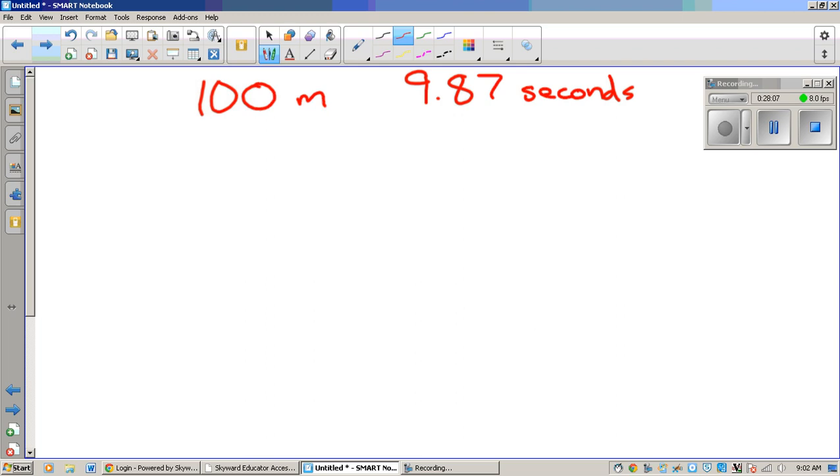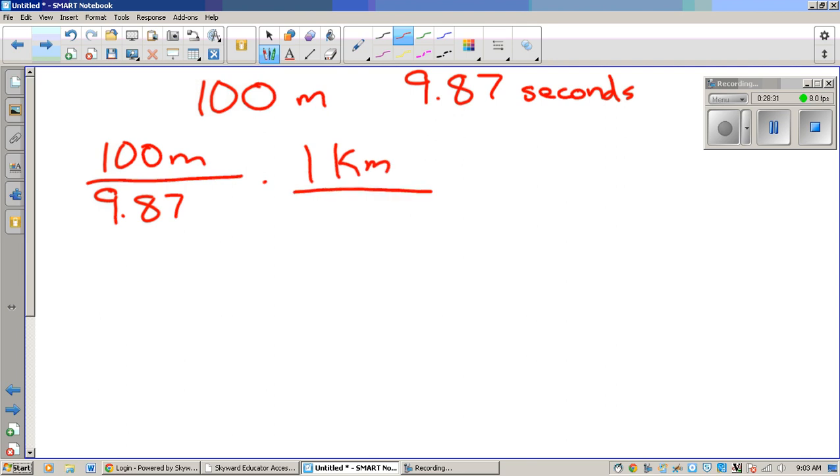We know that he ran 100 meters in 9.87 seconds. So if we want to know kilometers per hour, we got to transfer this into kilometers. We got to get meters into kilometers. So we know that 1 kilometer equals 1,000 meters.